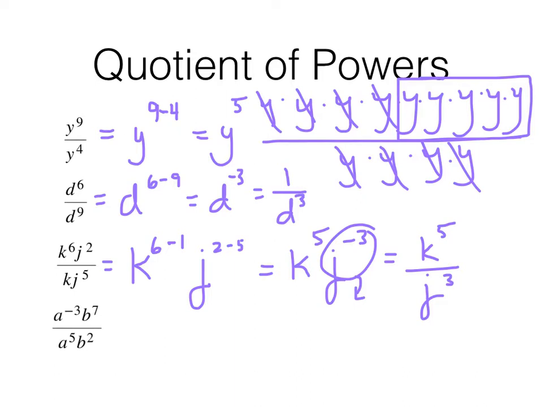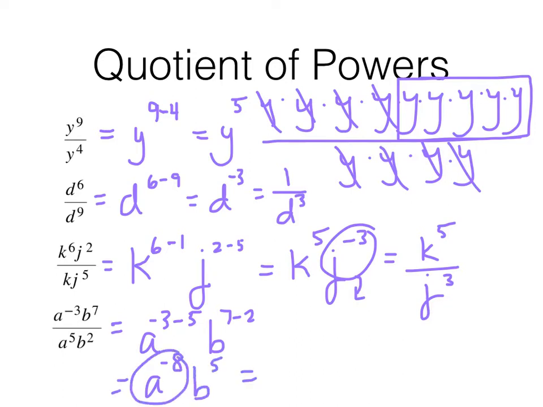Okay, let's do the next one. Keep the base, subtract your exponents. So -3 minus 5, and b to the 7 minus 2. That's going to be a to the -8 times b to the 5th, which again goes downstairs. So b to the 5th stays up top, a to the +8 in the denominator. All right, so that's quotients of powers.